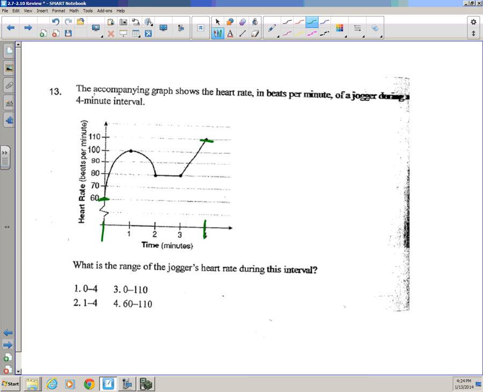So what is the range of the jogger's heart rate? Remember, at 0 time, he actually has a heart rate. He's got beats, it's 60 beats. So anything that's 0 doesn't make sense. The interval is going to be from 60 to 110.